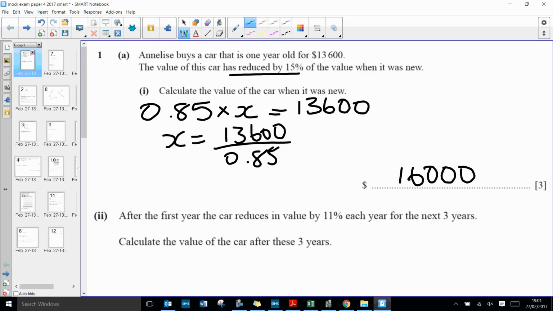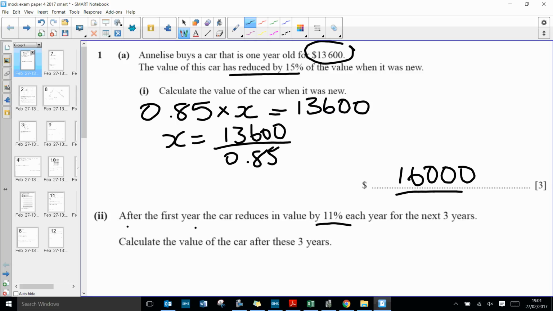After the first year, the car reduces in value by 11% each year for the next 3 years. Now, I appreciate this one did cause some issues because some people had the wrong starting value. It does say after the first year the car reduces in value by 11%. We know that after year 1 the cost of the car was 13,600. So that's the value that you needed to start with. It meant that it didn't matter if you hadn't got this answer previously, you could still carry on with this question.